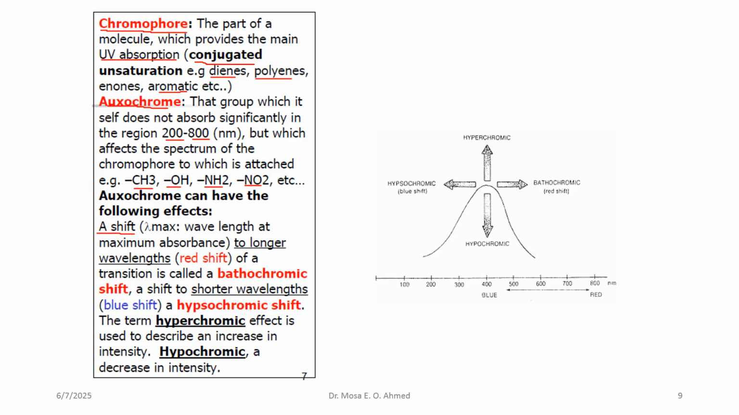A shift of lambda max to longer wavelengths is known as redshift or bathochromic shift. A shift to shorter wavelengths is known as hypsochromic shift or blue shift. And the term hyperchromic describes the effect of an increase in the intensity of absorption, and hypochromic means a decrease in intensity.